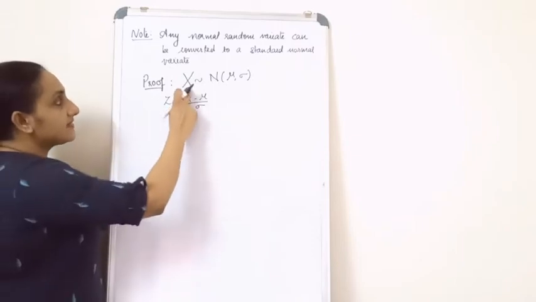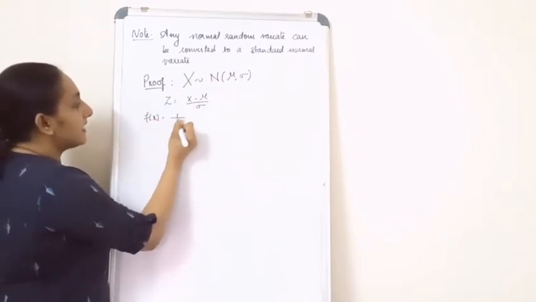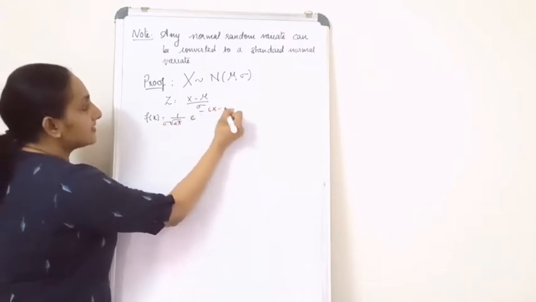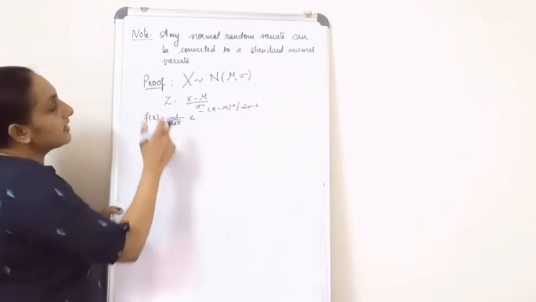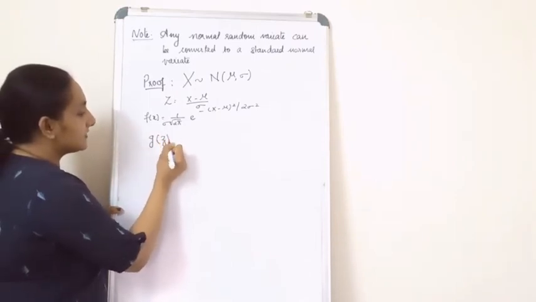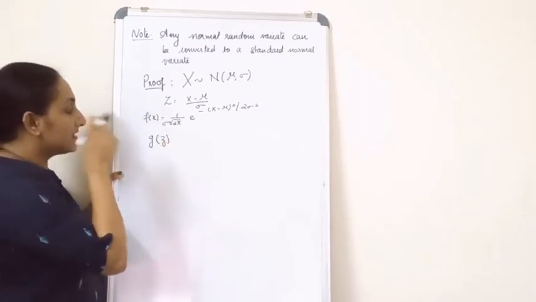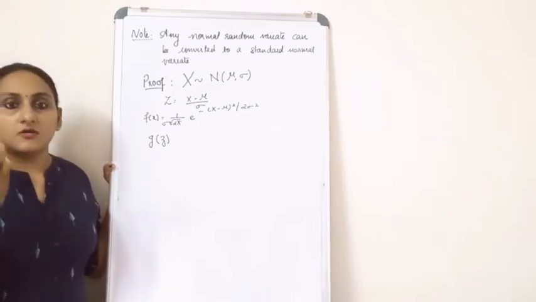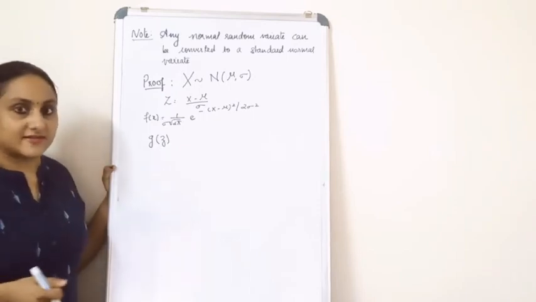We all know that since x follows normal mu sigma, f of x is equal to 1 by root 2 pi sigma e raised to minus x minus mu the whole square divided by 2 sigma square. Now we have to find g of z, another function, and check whether g of z is the density function of your standard normal variate. How do we arrive at g of z? Let's have a look.